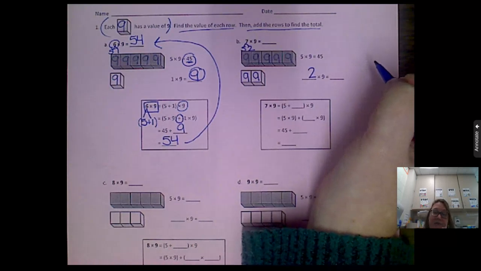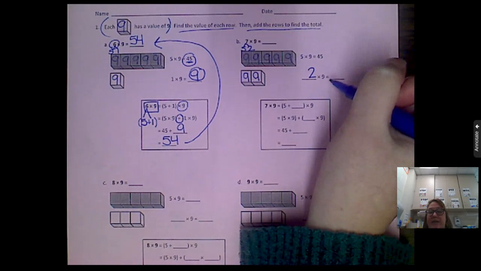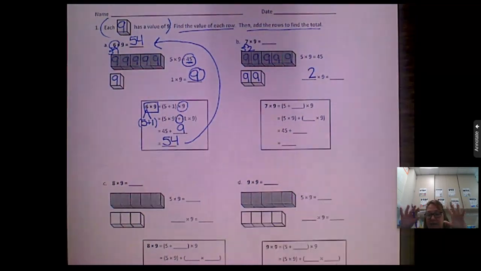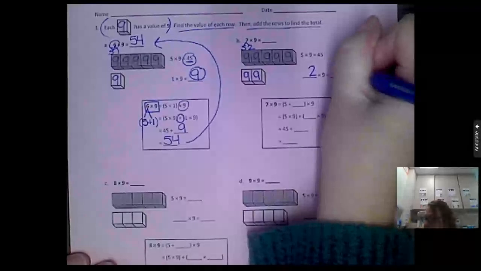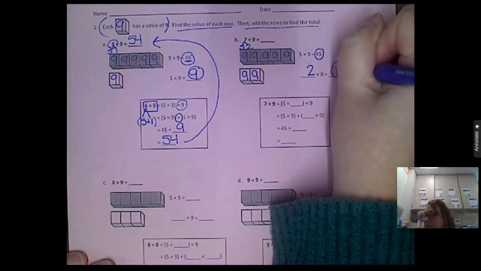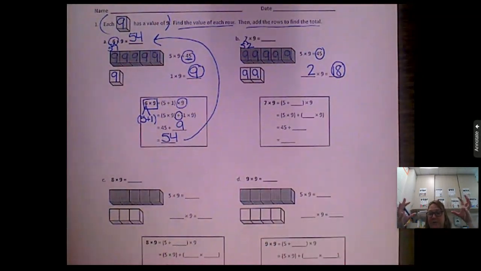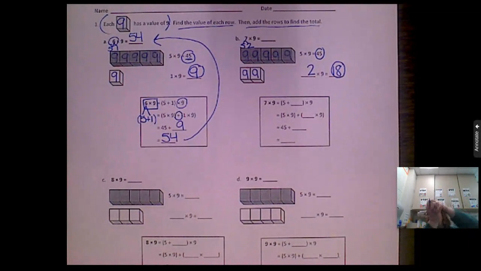I could count by 2 nine times, or I can count by 9 two times. I can double the 9. We'll do our 9 song 2 times. Ready? Get your fingers ready. Here we go. 9, 18, stop. So that equals 18. So the top part equals 45, and the bottom part equals 18. What would I do with those two parts, top and bottom? I'm going to add them together, right?